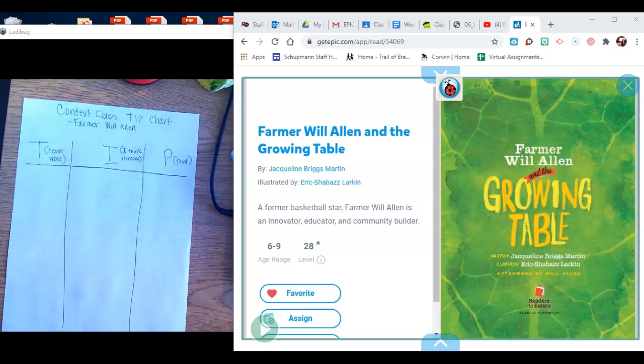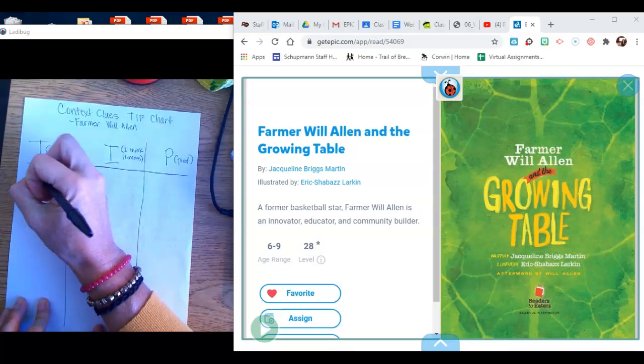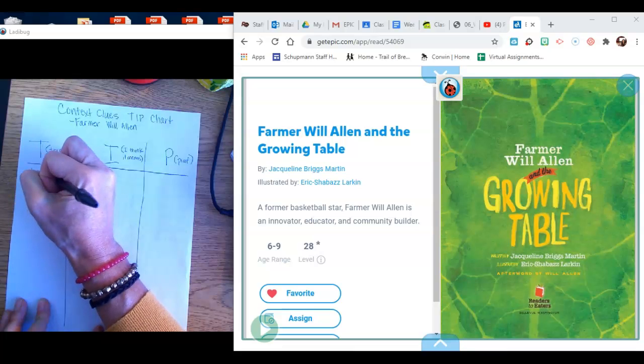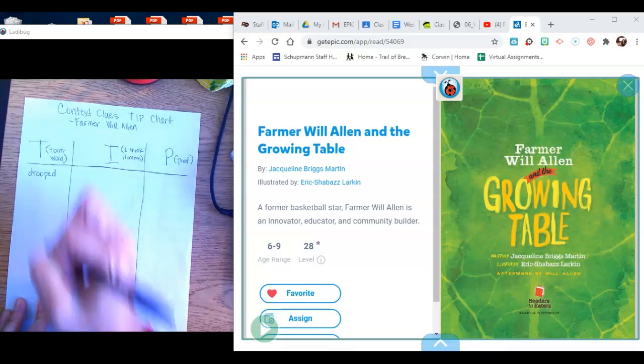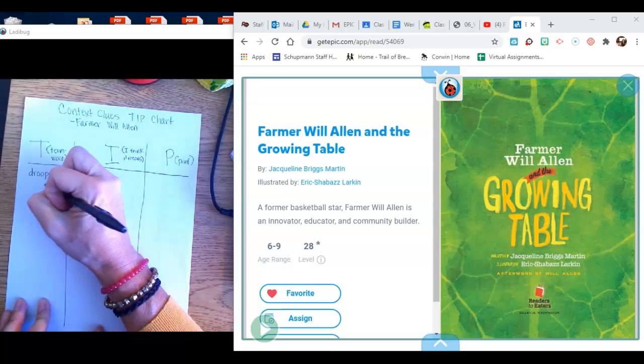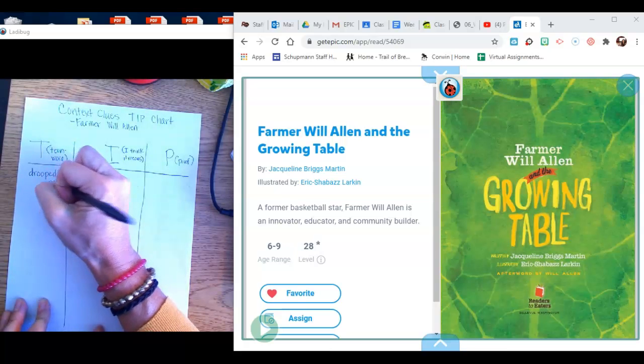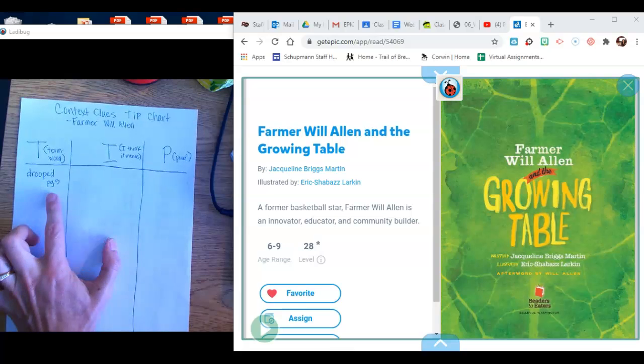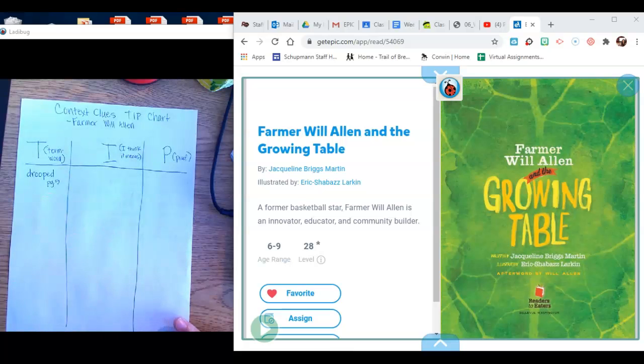All right, so our first word that I want us to look at is the word drooped. So under the T column, you're going to write the word drooped. I pulled out this word because I feel like maybe it's not a super familiar word for everybody. And we could look at it. So drooped, and it's on page 5. When we make these charts, I want you to make sure you put the page number down also. That way, if we need to go back and double check our thinking, we can go back and look at it.